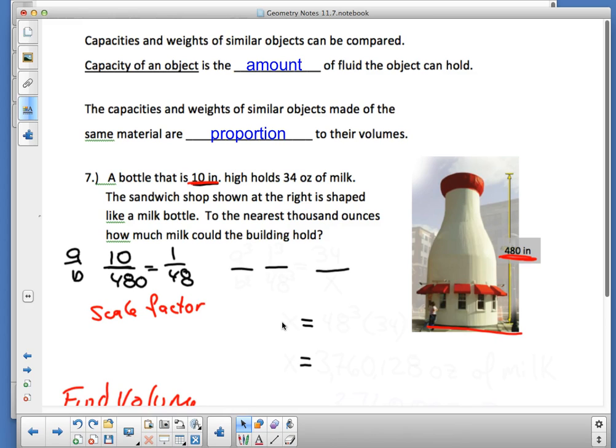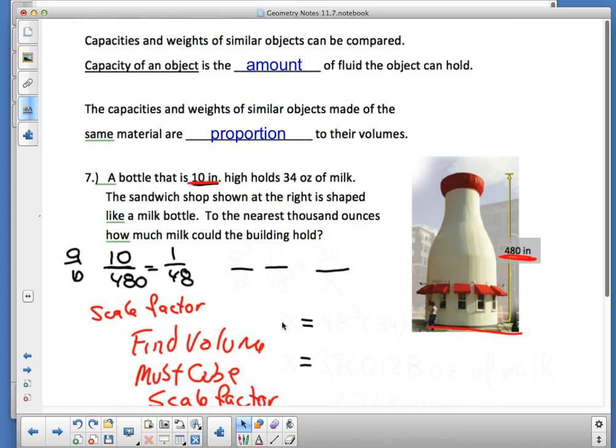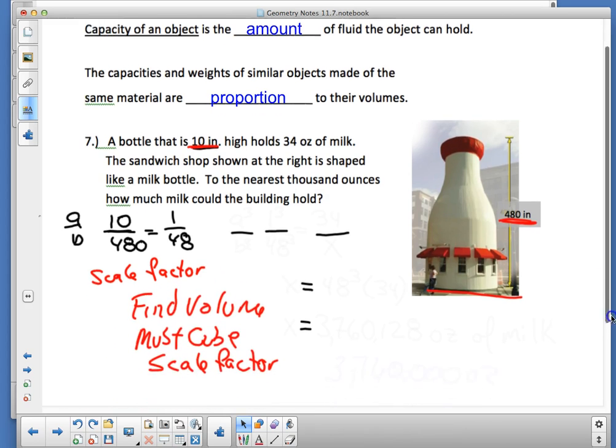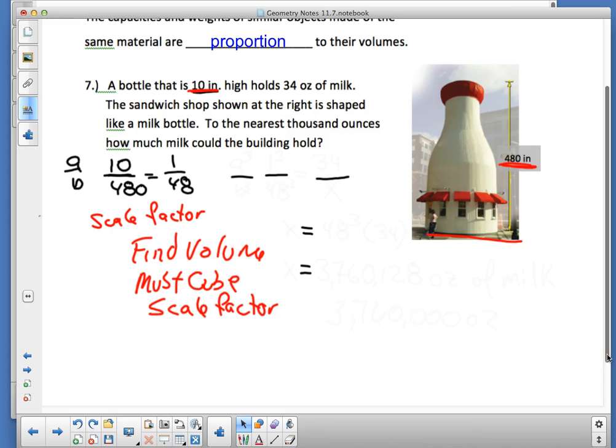Remember the connection between scale factor in area and volume. Since I am doing a volume problem, I must find the volume of my cube. So I have to do the scale factor of volumes. If I take the volumes, I'm going to take A cubed over B cubed. And to achieve that from 1/48, it's 1 cubed over 48 cubed. Now, I just have this here to make sure you recognize I'm finding volume.